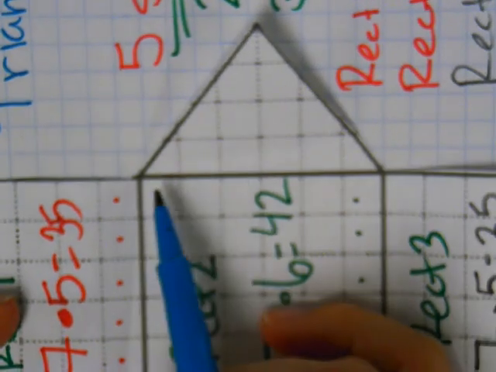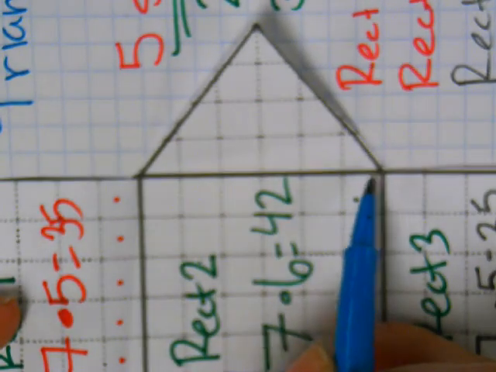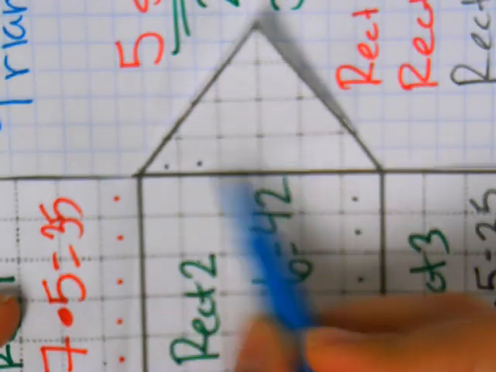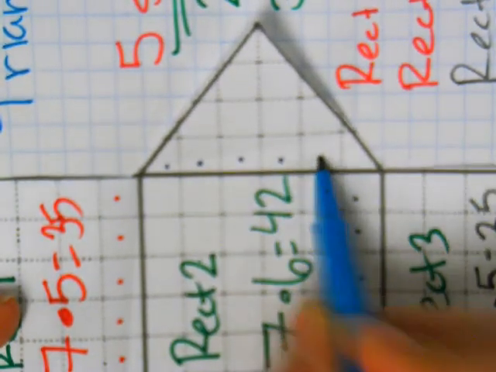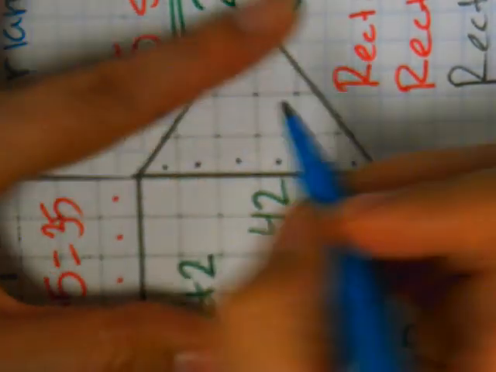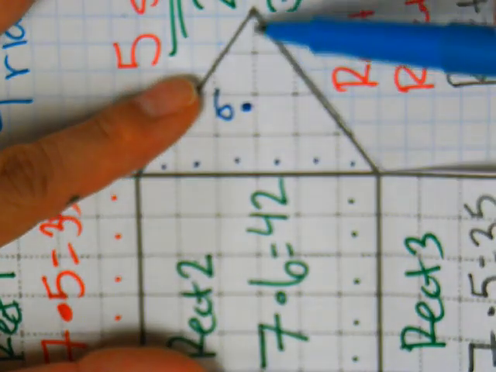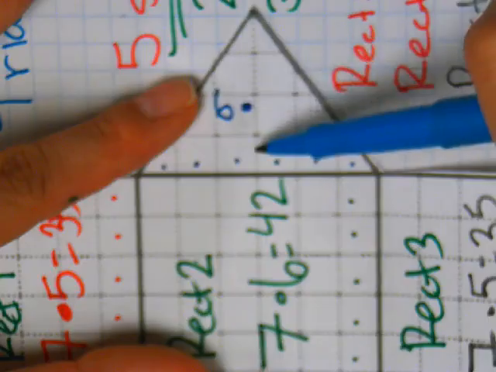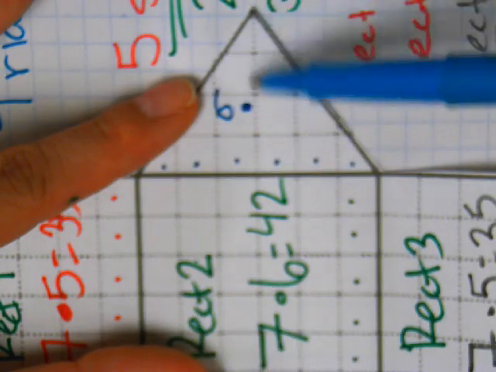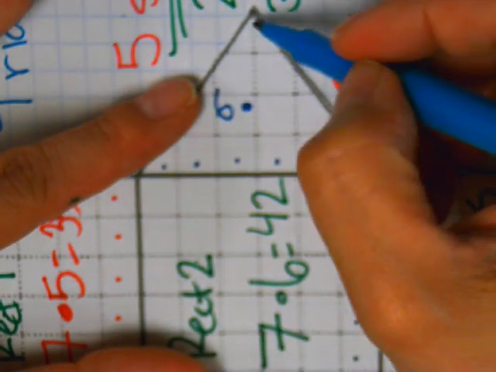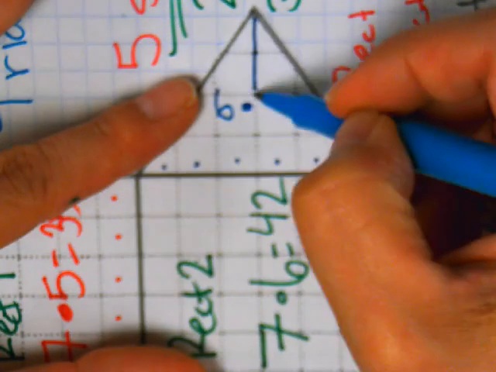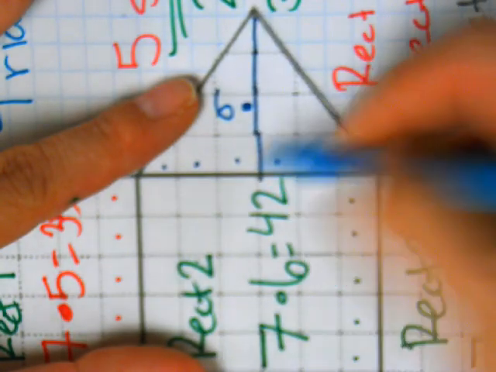What is the base of my triangle? 6. 1, 2, 3, 4, 5, 6. Times 2. What's the height? How tall is this triangle? 4. 1, 2, 3, 4.